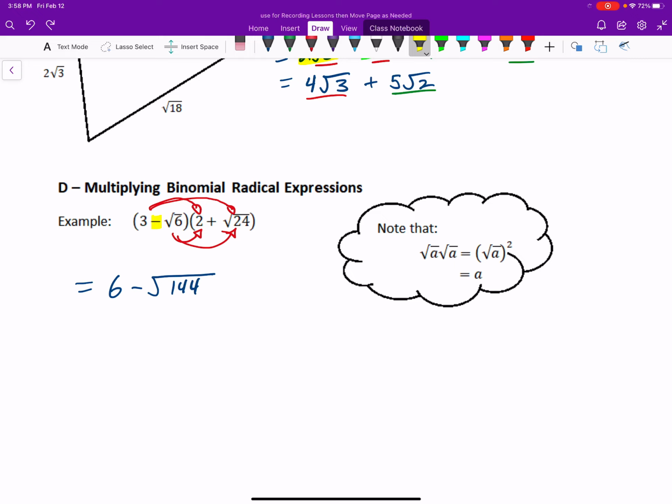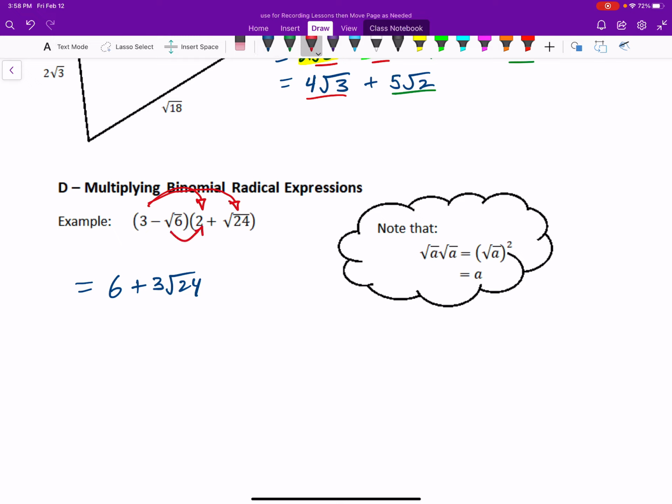And now, I'm not doing the right order, am I? Let me backtrack for a second. I said I was going to do first times first, which I did. 3 times 2 is 6. But if I want to follow the correct order for FOIL, not that it matters in the long run, I should do 3 times root 24 next. 3 times root 24 is just 3 root 24.